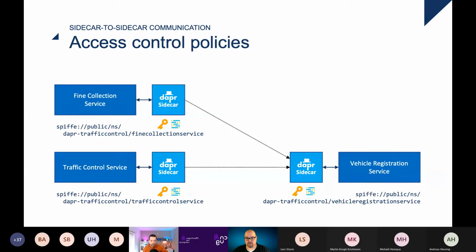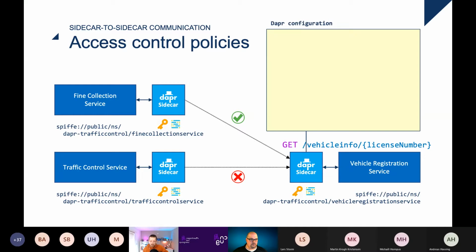Now, if we have those unique identities, we can start adding access control policies. So in this scenario that I've got here, the find collection servers should be able to call the vehicle registration servers. But the traffic control servers should not, because it doesn't need to have access to any of the vehicle registration data. So we want the top call to succeed and the bottom call to fail. So how can we set this up?